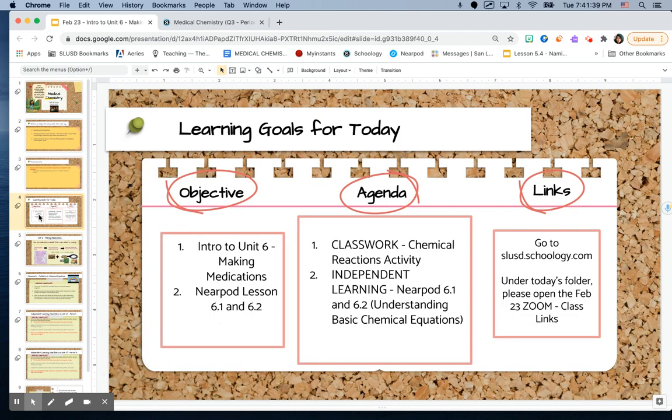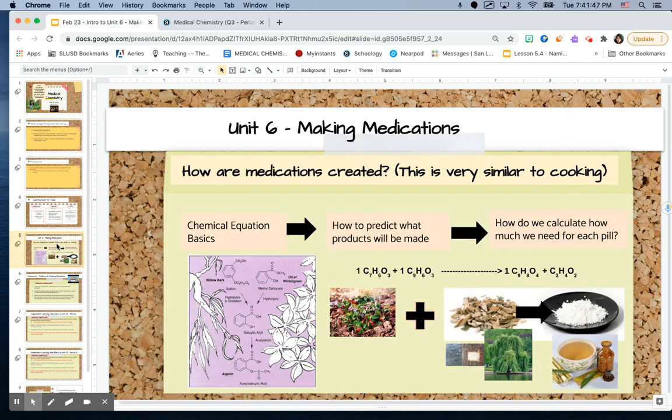So, we started Unit 6 today. Mainly, it's about making medications. In Unit 6, we're going to talk about how medications as we know them today, such as aspirin pills or Tylenol pills, are essentially made, right?